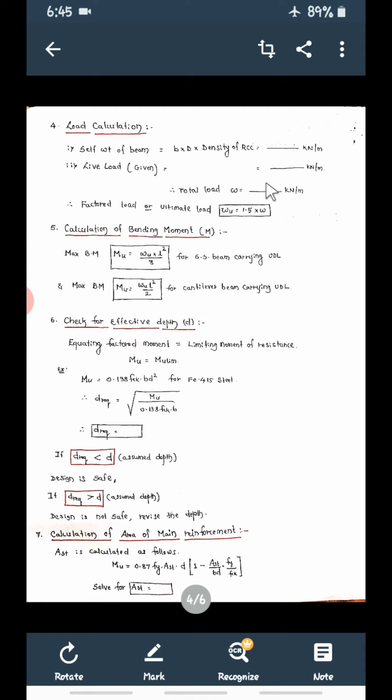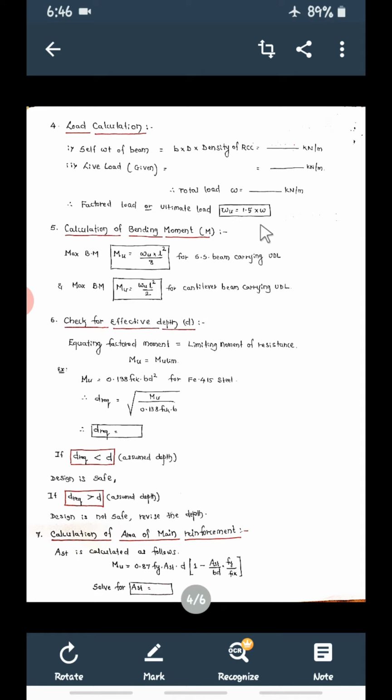But what we want is the factored load. So how to calculate the factored load? Whatever this small w is, multiply by 1.5. The factored load or ultimate load is equal to 1.5 into w. We'll get wu now. This is the working load, this is the ultimate or factored load. Multiply 1.5 to this, we'll get wu. So this is the total load which is coming on the beam.